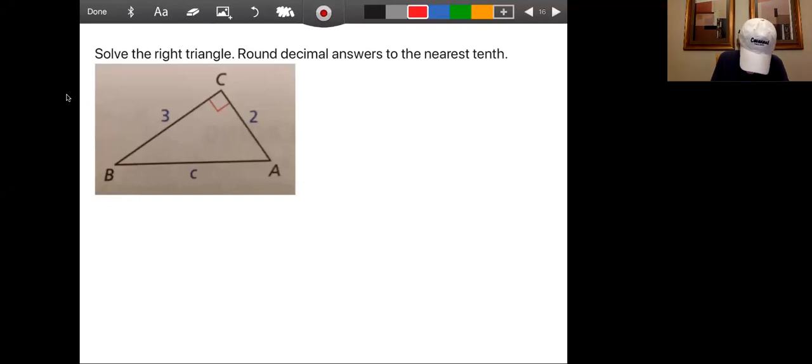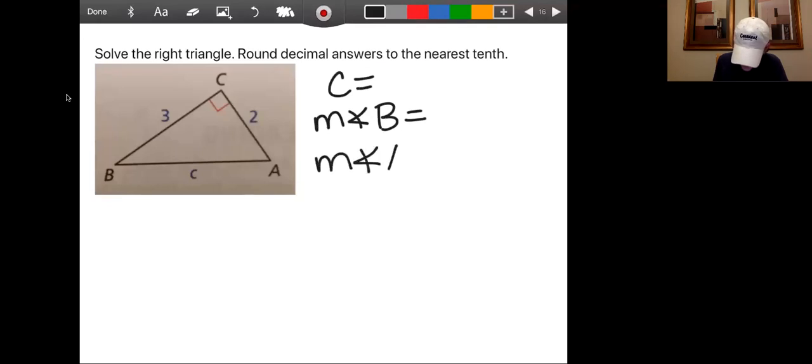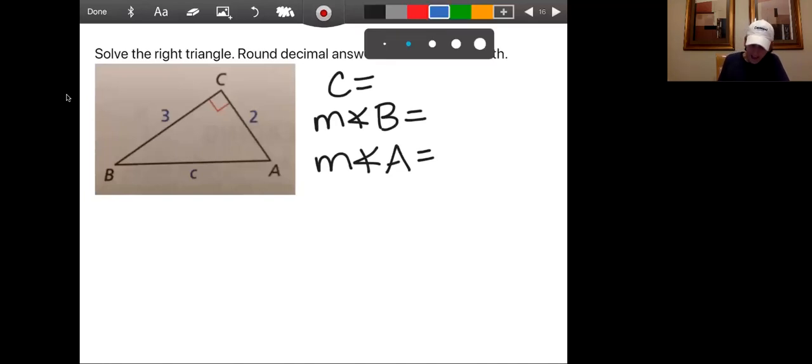All right, so once again, we need to find c, which is a side length, and we need the measure of angle B, and we need the measure of angle A. So let's do maybe the easiest thing first, which is the measure of side c. That's a lowercase c there.